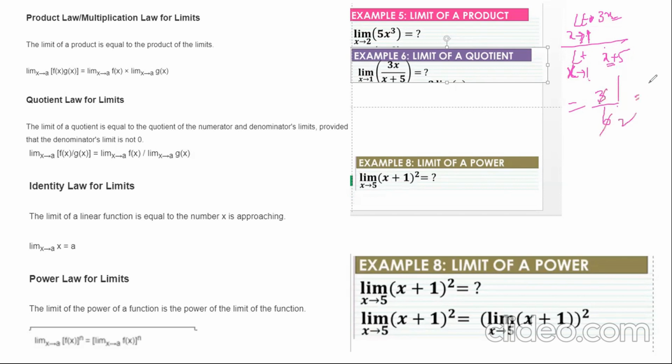3 times 1 is 3, over 6. So half is the answer for this. Got it? Yes, very good.